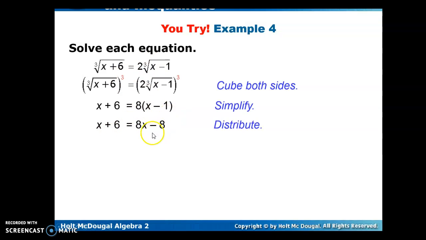Now we're going to distribute the 8. Now we're going to get the x's on one side by subtracting x. We're going to add 8 to both sides, and we get 7x equals 14. And then x equals 2.